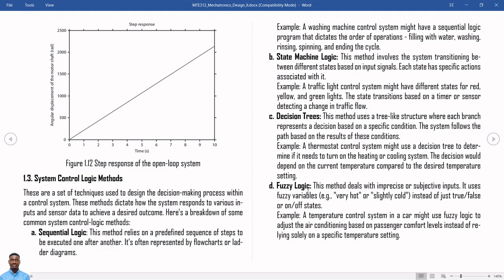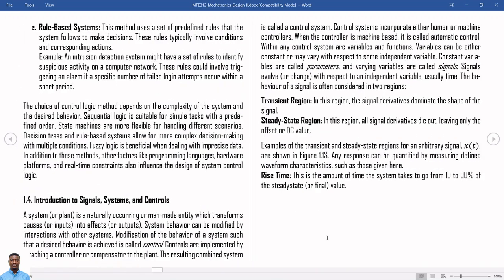So based on that, we can use fuzzy logic to model these states in different membership functions so that we can monitor them appropriately. So just like a temperature control system in a car, we might use fuzzy logic to adjust the air conditioning based on passenger comfort level instead of relying solely on the specific temperature settings, so just something like that.